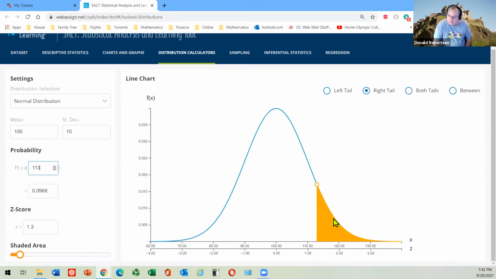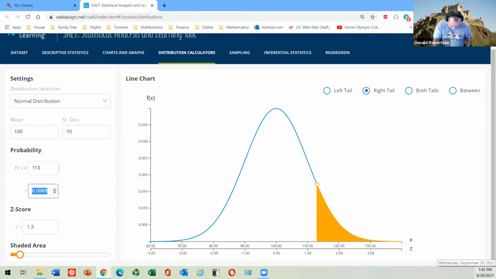See a little picture of it? Just for free. Now, when I click off that, there is the answer as a proportion. Suppose they wanted the answer as a percentage. Wouldn't that just be 9.68%? That's cool, isn't it? Basically, the software does it for us.